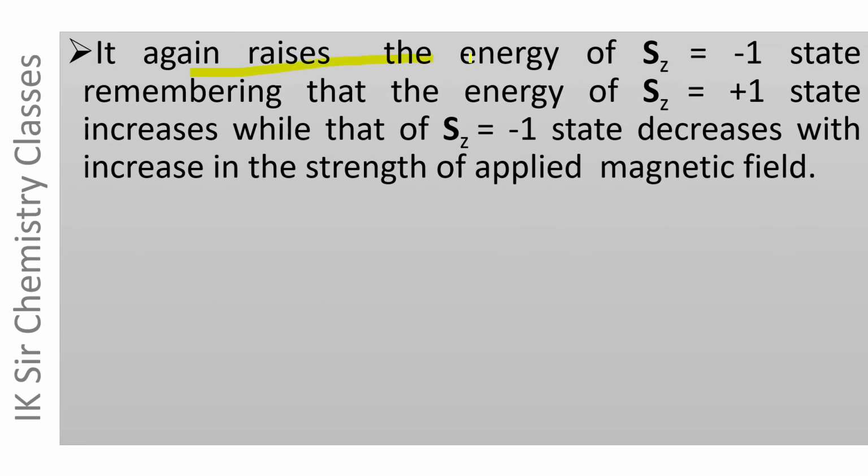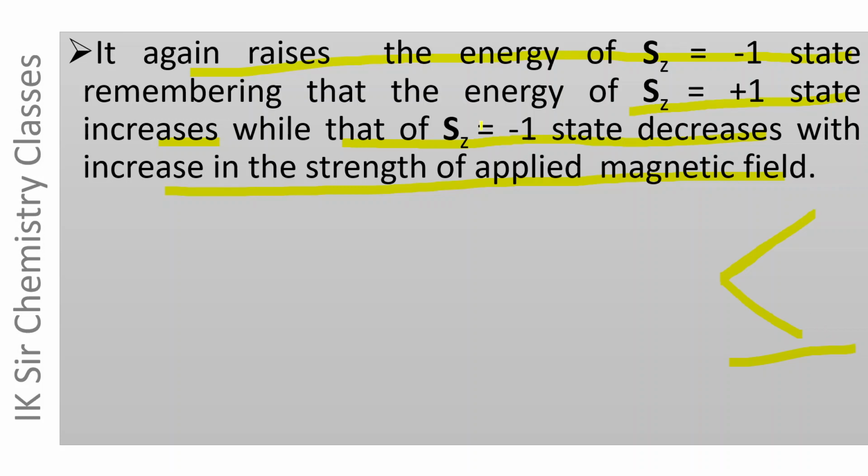It again raises the energy of Sz equals to -1 state. Remembering that the energy of Sz equals to +1 state increases while the energy of Sz equals to -1 state decreases with increase in the strength of applied magnetic field. We have already seen that the energy of Sz equals to -1 state decreases with increase in applied magnetic field, while the energy of Sz equals to +1 state increases with increase in the strength of applied magnetic field.